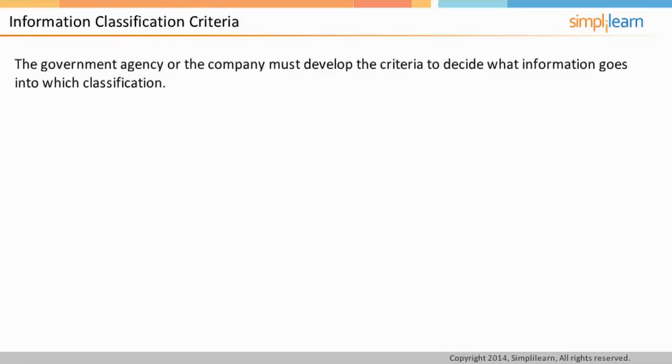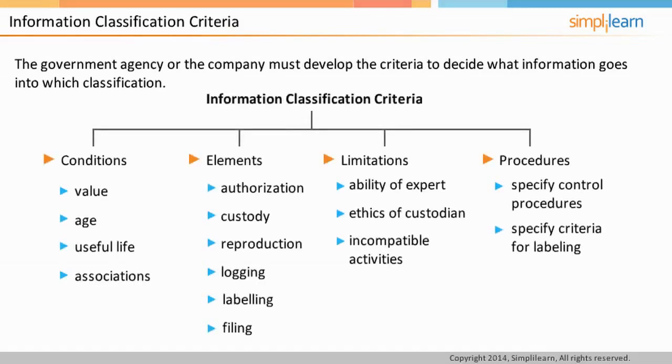Information classification criteria will be discussed in this screen. Once the scheme is decided upon, the government agency or the company must develop the criteria to decide what information goes into which classification. As seen in the image, several criteria may be used to determine the classification of an information object like conditions, elements, limitations, and procedures. Classification can be decided based on certain conditions which the information satisfies, such as value, age, useful life, and personal associations. Value is the commonly used criteria for classifying the data in private sector.